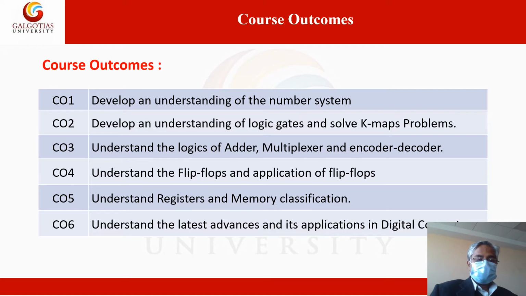Here also, in this course, there are 6 outcomes, and these outcomes are based on the units it will cover. So in the syllabus there are 6 units, so there are 6 outcomes. The first one is to develop an understanding of the number system. The second outcome is to develop an understanding of logic gates and solve K-map problems.